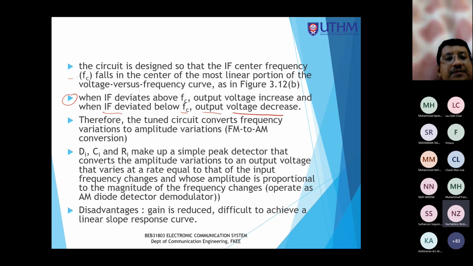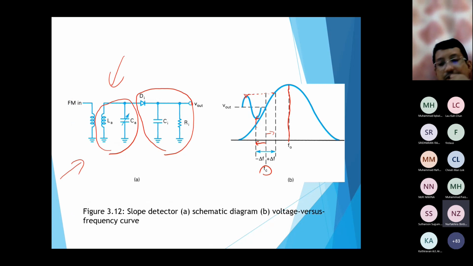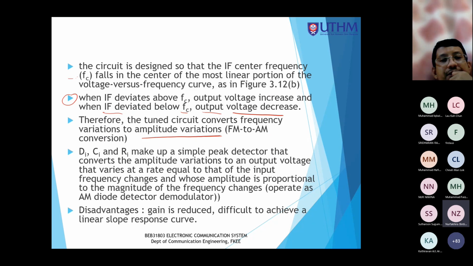Okay, and then what? So the tune circuit converts frequency variation to amplitude variation. So the tune circuit is this one. This is the tune circuit, which converts the frequency variation to amplitude variations. And now the DI, the diode, CI, capacitance, and the resistance RI, will make a simple peak detector. Remember peak detector in the AM. So peak detector will do the process of demodulation.